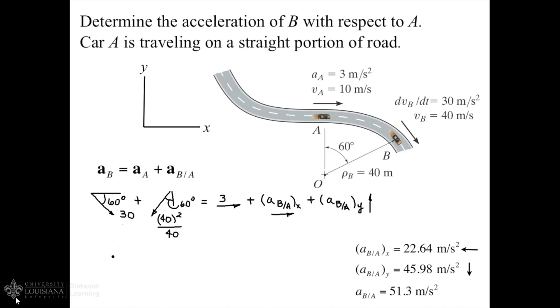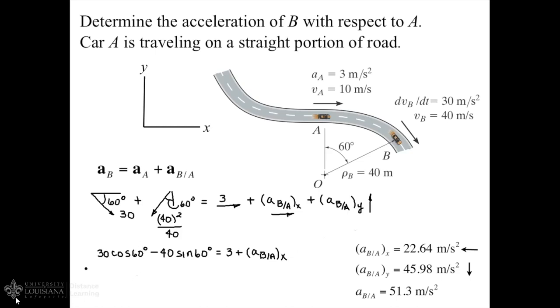So considering this term first, we have 30 times the cosine of 60 degrees minus the component from this one. When calculated, becomes 40, doesn't it? So we write it as minus 40, and that's times the sine of 60 degrees. And it's equal to 3 here, and plus A of B with respect to A, x. And no contribution from this term.